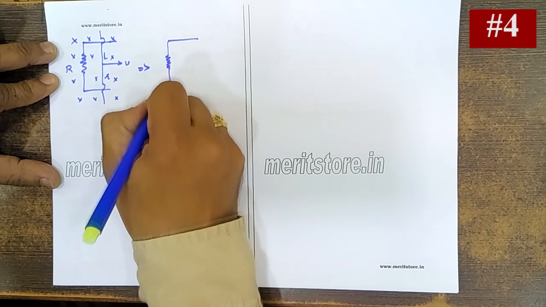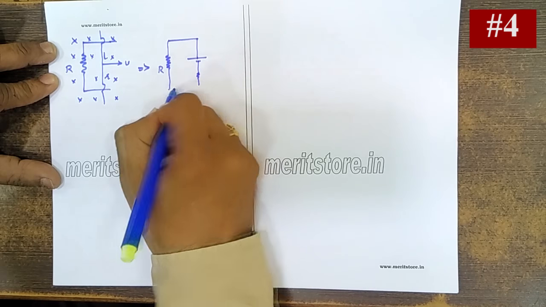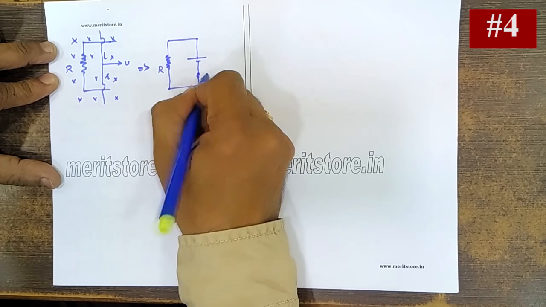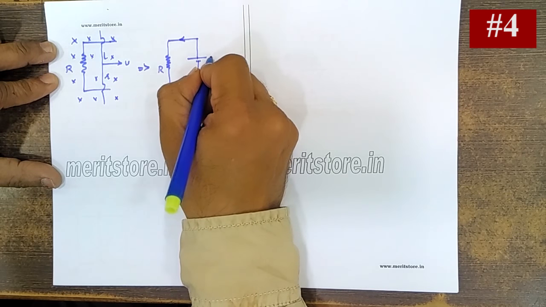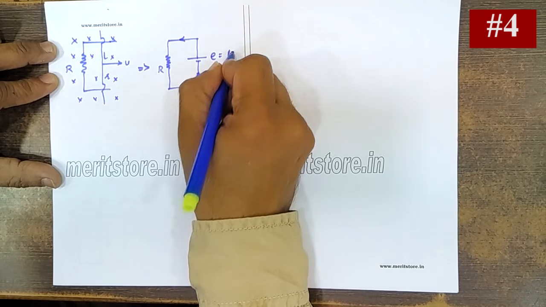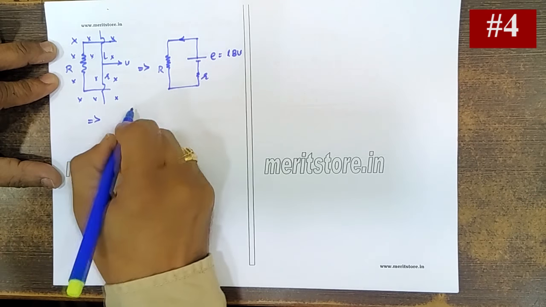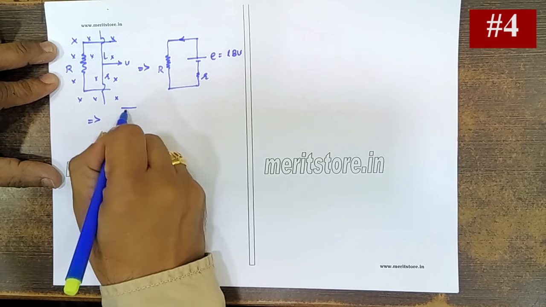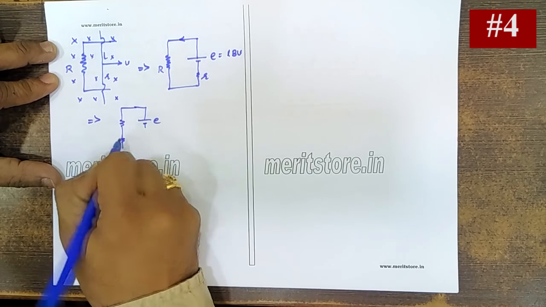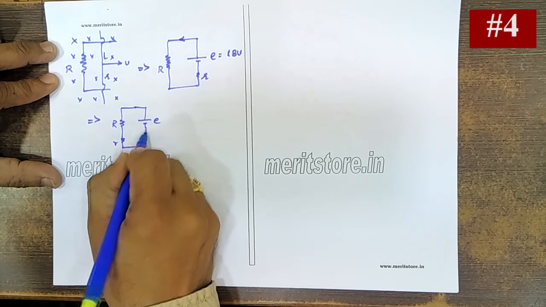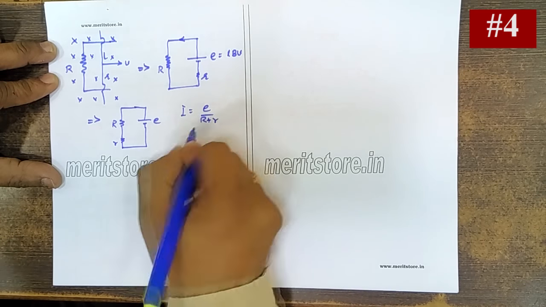So my diagram looks like this. This is R, this is the cell, and this is the resistance of the wire R. So an EMF is induced in it, and this EMF is given by the formula E is equal to LBV. So my diagram will become the source E, and the resistance capital R and small r are in series. So electric current I will be equal to E upon R plus small r.